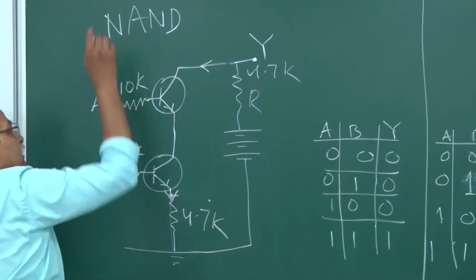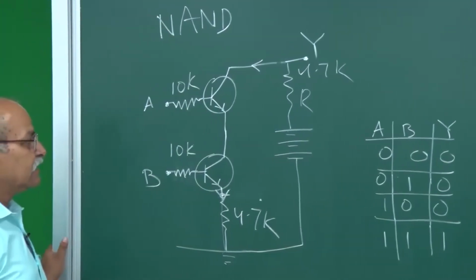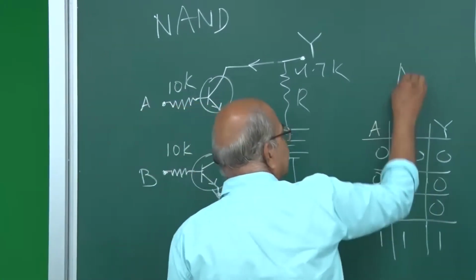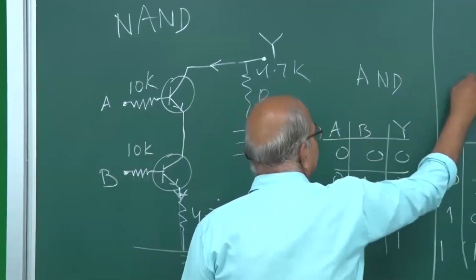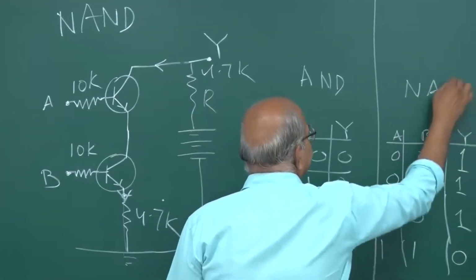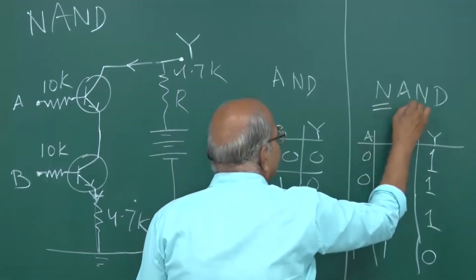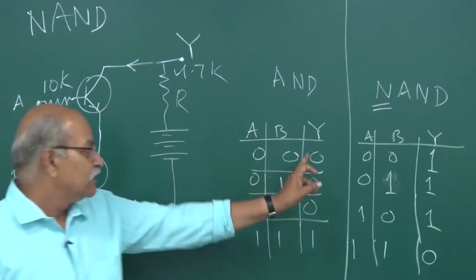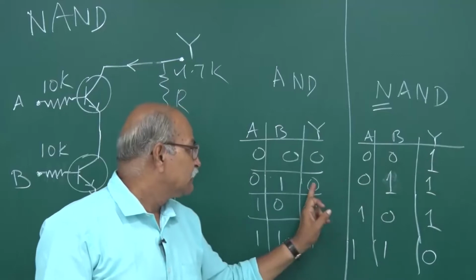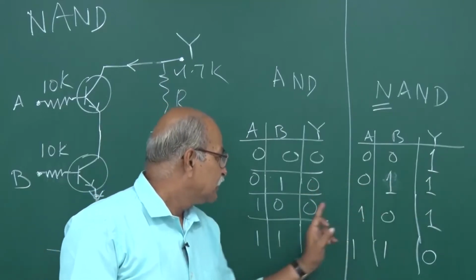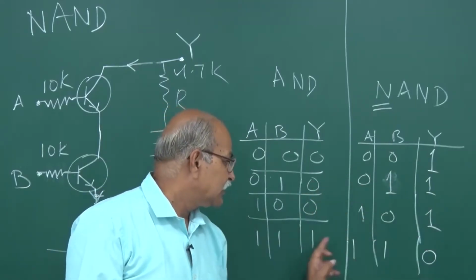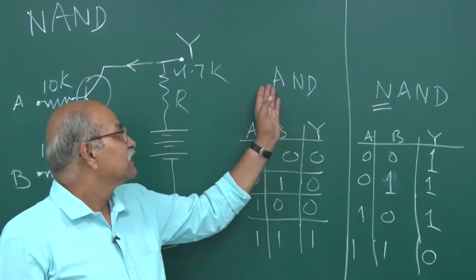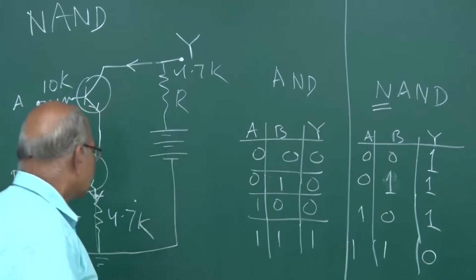So I have described you a NAND gate. This is the picture for a NAND gate. So this is for AND gate and this is for NAND gate. Not AND. It is opposite of AND. If this is 0, this is 1. If this is 0, this is 1. This is 0, this is 1. This is 1, this is 0. So it is just not of AND, and therefore the name NAND.